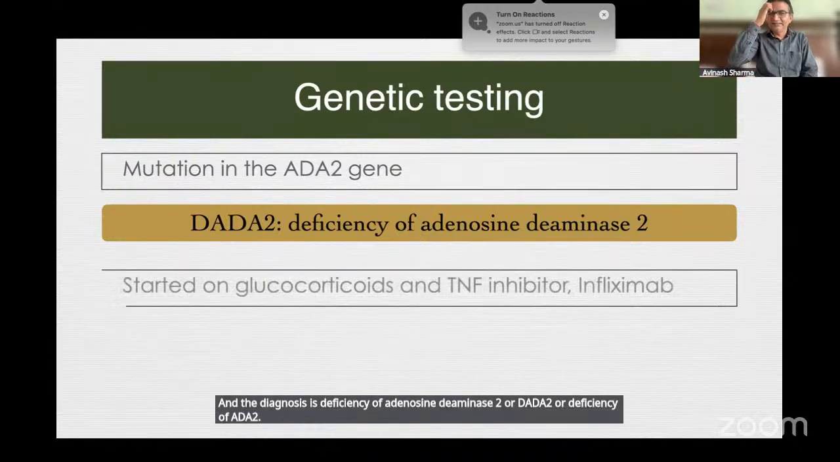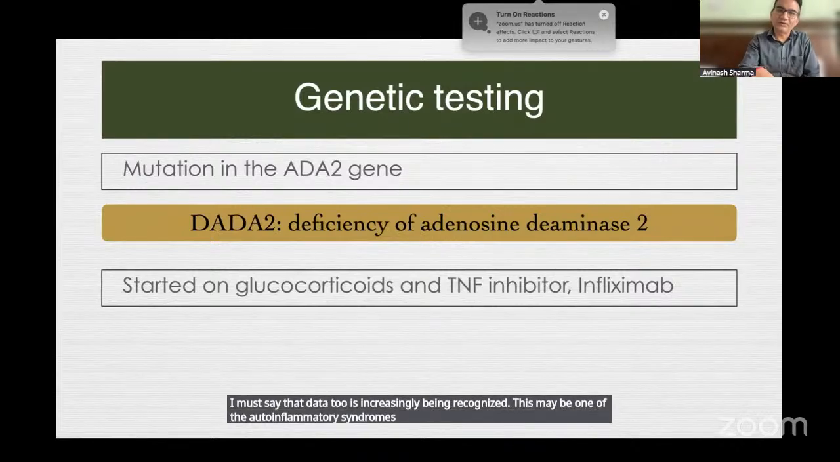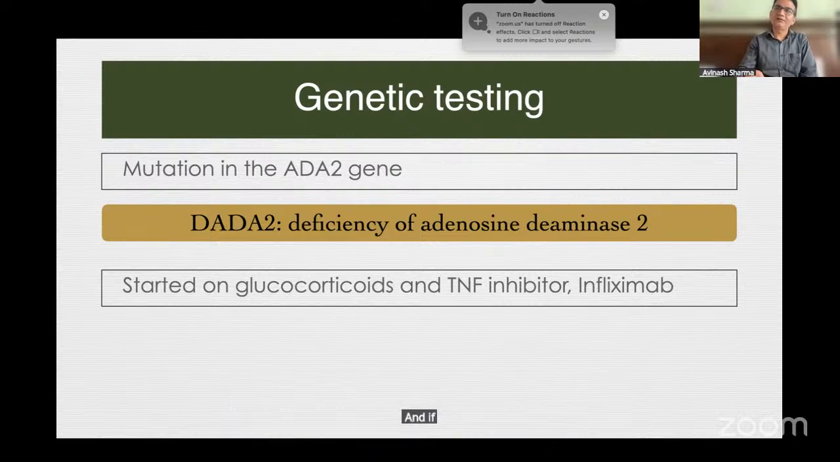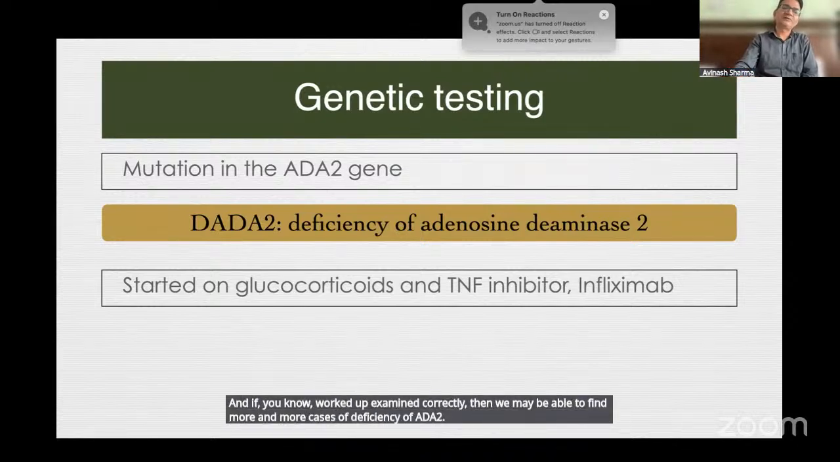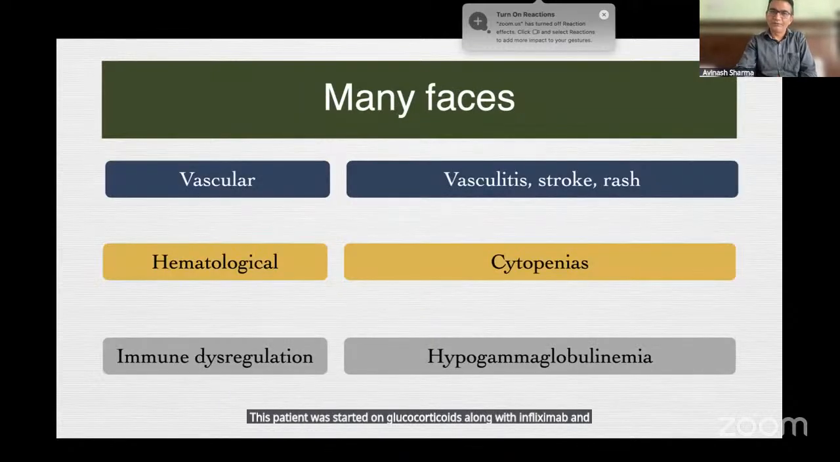I must say that DADA2 is increasingly being recognized. This may be one of the autoinflammatory syndromes which is very frequently being diagnosed even in India, even in our setups, because it has varied manifestations, many phases. There are many situations where you can suspect deficiency of ADA2, and if worked up or examined correctly, then we may be able to find more and more cases of deficiency of ADA2. This patient was started on glucocorticoids along with infliximab and is showing some improvement.